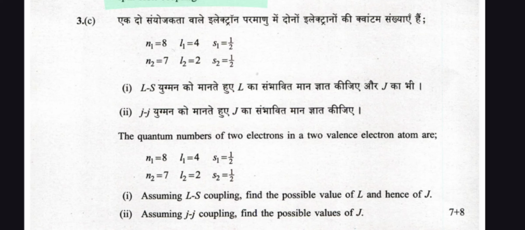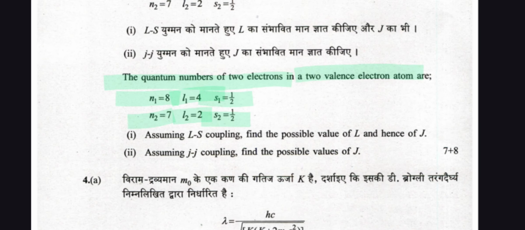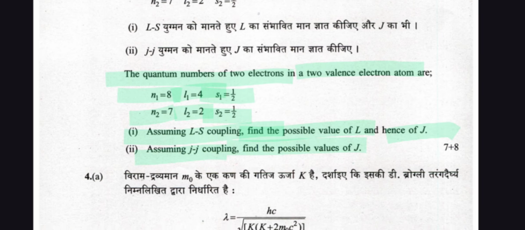Question 3c is here. The quantum numbers of 2 electrons in a 2 valence electron atom are n1 is equal to 8, l1 is equal to 4, s1 is equal to 1 by 2, n2 is equal to 7, l2 is equal to 2, s2 is equal to 1 by 2. First, assuming LS coupling, find the possible values of L and hence of J. Assuming jj coupling, find the possible values of J.